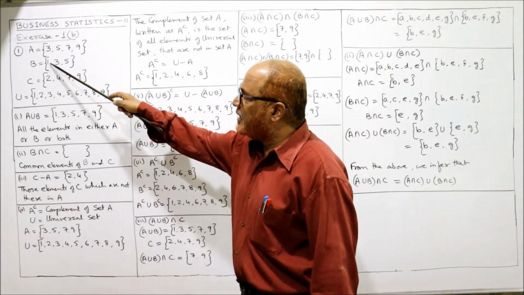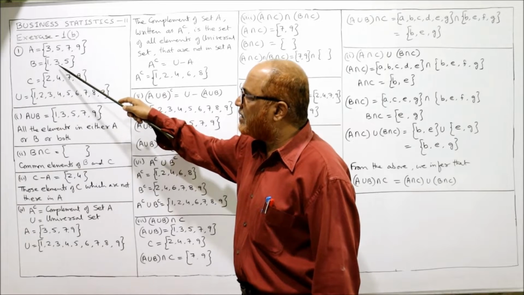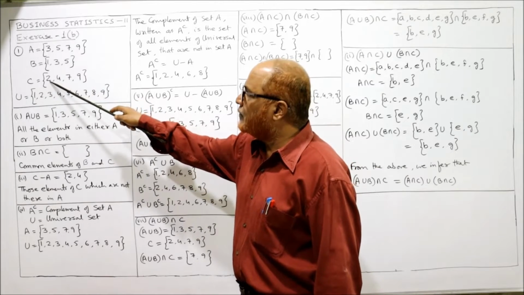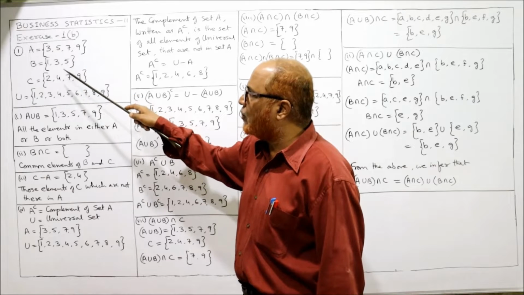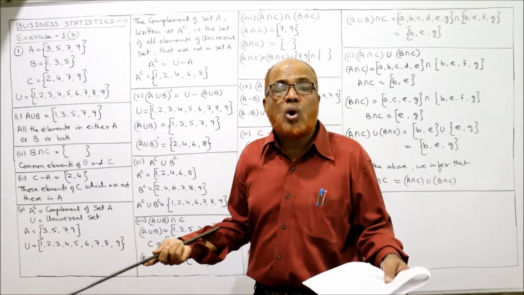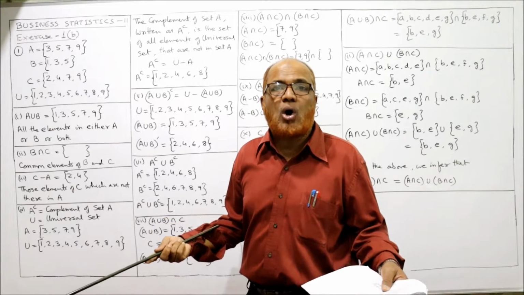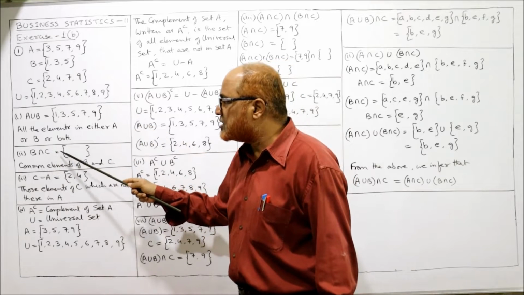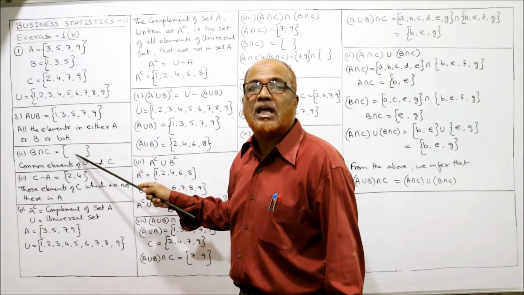1 is there here in B set, no 1. 3 is there, no 3. 5 is there, no 5. Here 2, there is no 2. 4, no 4. 7, no 7. 9, no 9. That means there is no common element at all between B and C. So B intersection C is null, null set.